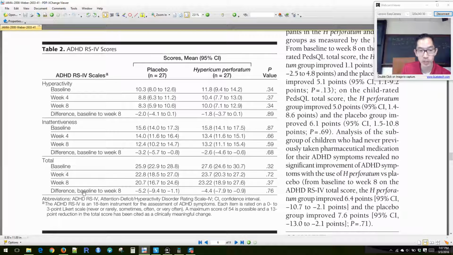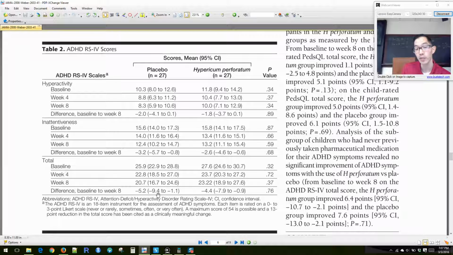And then when we look at the difference from baseline to week 8, we're looking at how 25.9 reduced to 20.7, and 27.6 got reduced to 23.2. I think this is a typo here, all right? And so the change from here to here is a reduction of 5.2 points, and the change from here to here is a reduction of 4.4 points, okay? If we create the confidence interval, we go from negative 9.4 to negative 1.1 here, okay?